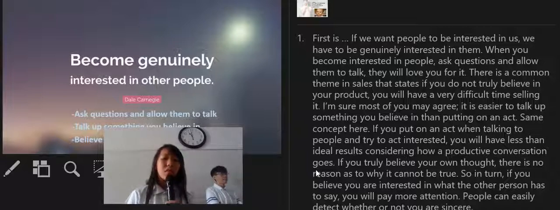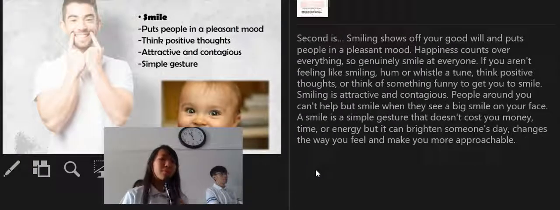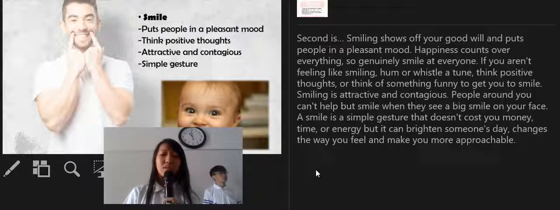So in turn, if you believe you are interested in what others say, you will pay more attention. People can easily detect whether or not you are sincere. Second is smile. Smiling shows off your goodwill and puts people in a pleasant mood. Happiness counts over everything, so genuinely smile at everyone. If you are not feeling like smiling, think positive thoughts or think of something funny to get you to smile.